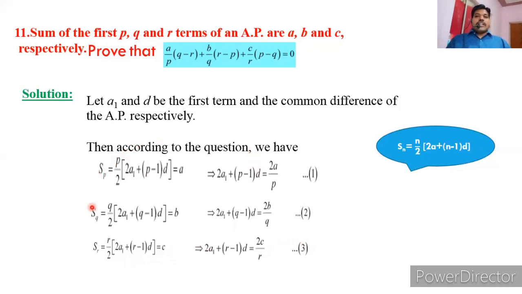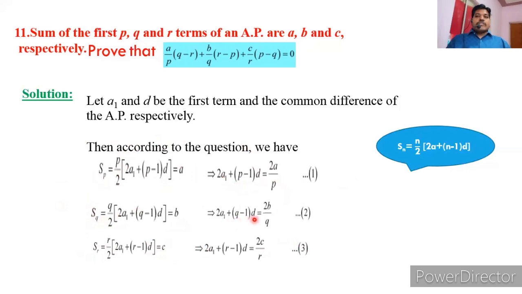So these are the conditions they have given. Sum of p terms is a, sum of q terms is b, and sum of r terms is c. So from these three conditions, I have taken 2a1 plus p minus 1 into d value as 2a by p.